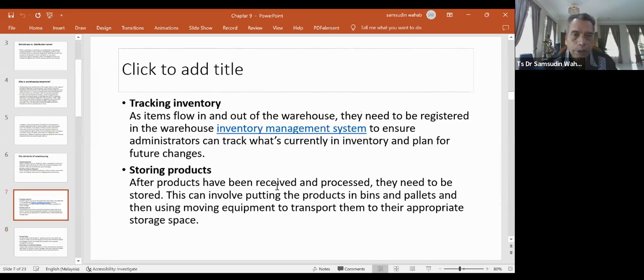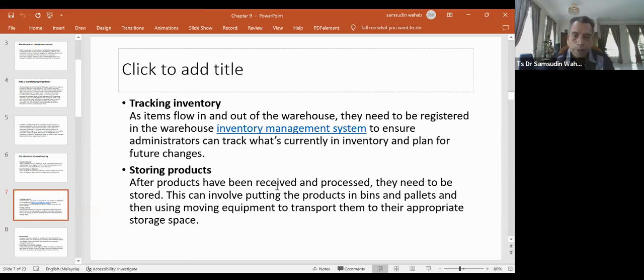Tracking inventory. Okay, as items flow in and out of the warehouse, they need to be registered in the warehouse inventory management system. So there is a system to record the movement of the inventory, the movement of the items inside and outside the warehouse. So why do we need to have this system? Because we want to track the quantity, the status of quantity or the status of storage, the number of items in the storage. Okay, so the numbers of inventory.